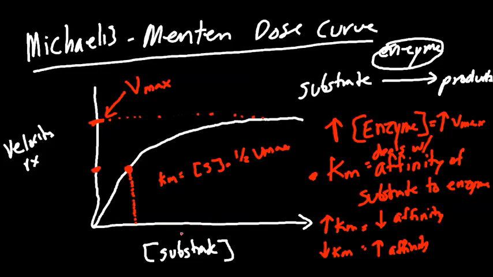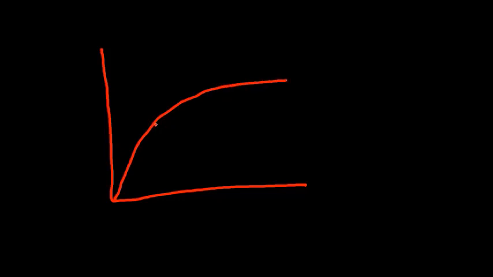Now, I really should erase some stuff so we have room, but I'm going to leave it all here. What we're going to do, I'm going to redraw this, just without the axes. So we've got our curve here, and we've got a Km that's at approximately 1/2 of our Vmax. Oops, it's a little high. This will be 1/2 of our Vmax. So this is our Km right there.